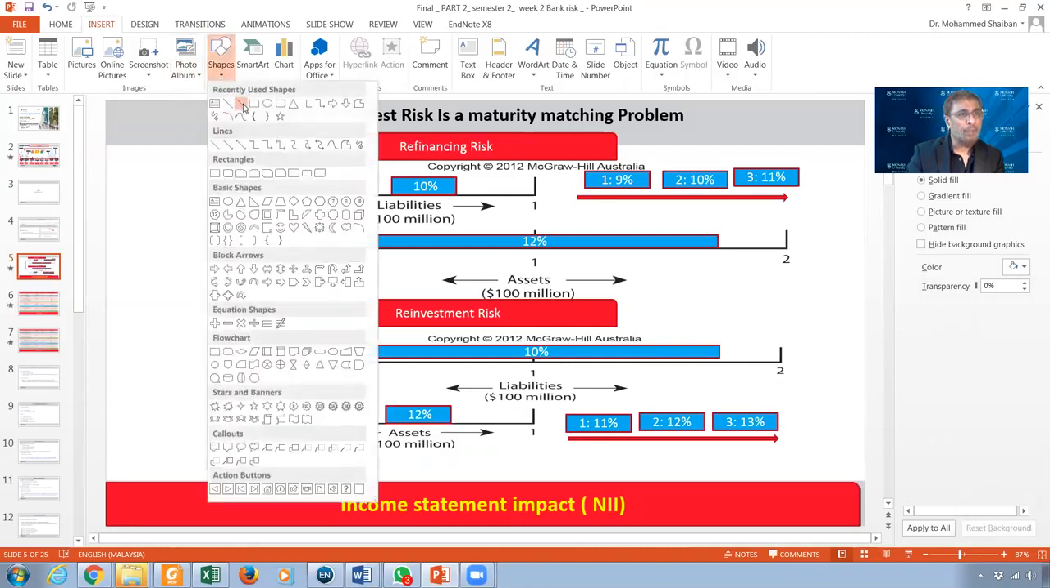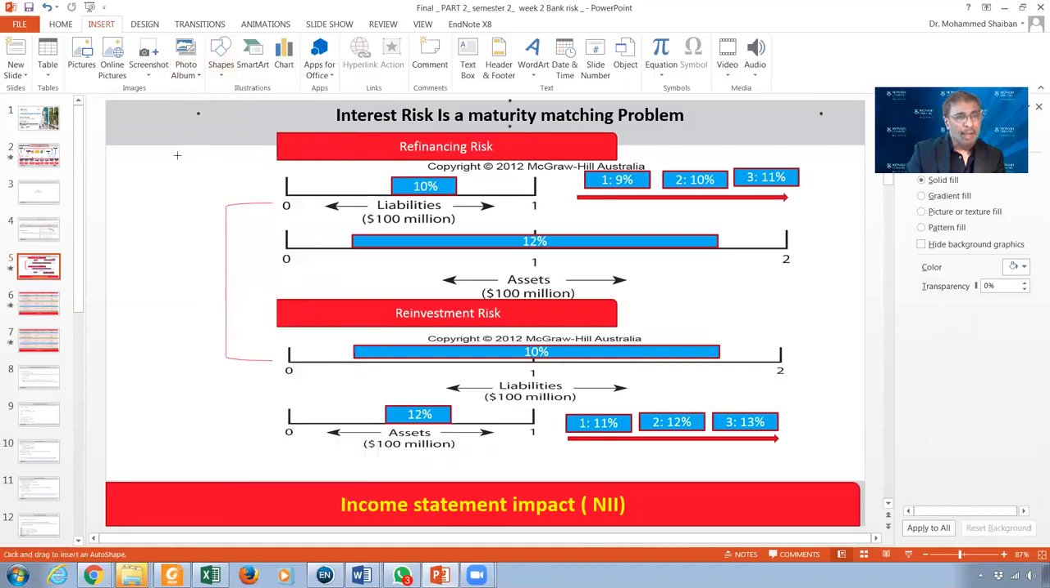Assume I have a deposit. This is a liability, a deposit of 100 million. Fine. I receive it today. And today also, I give a loan of 2 years from that deposit. And this is happening in banking.